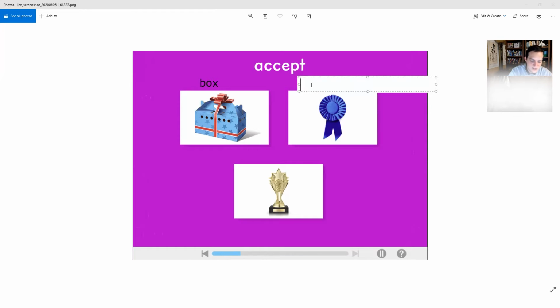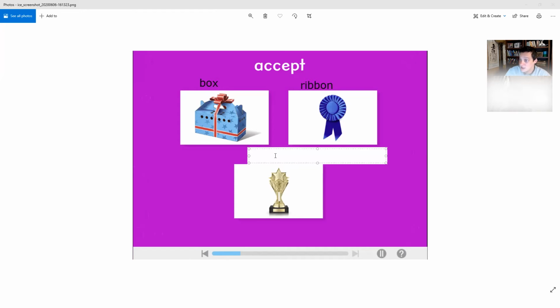And then you have this one, which is called a ribbon. A blue ribbon. Usually you get a ribbon as a kind of reward for doing something well. When you do a good job, some places might give you a ribbon. Or if you do a really good job, some places might give you this one here, which is called a trophy. Trophy.